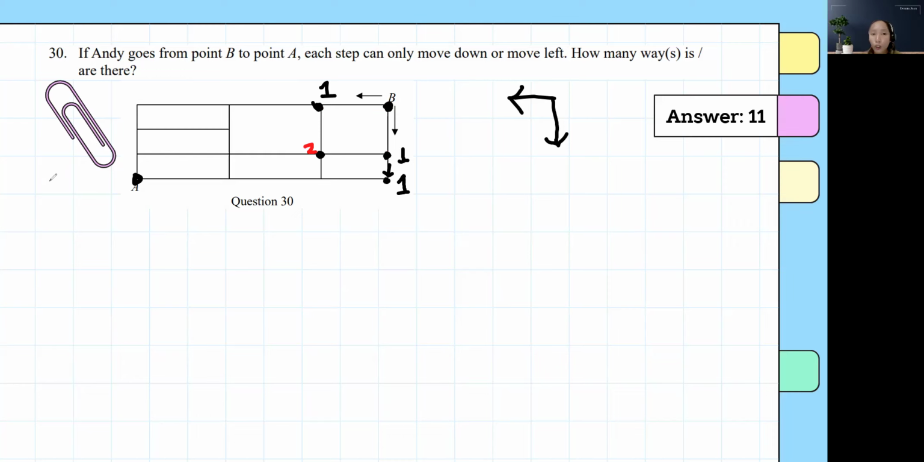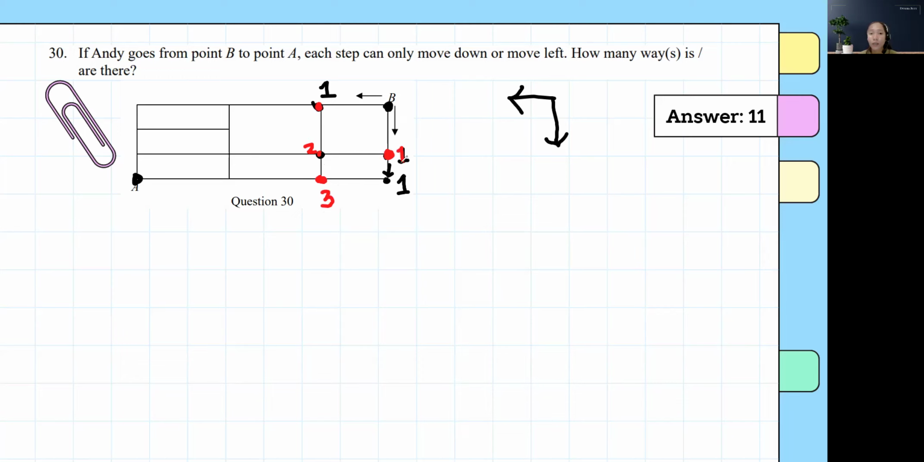Another way to get that 2 right there is noticing that this is the intersection and the previous points that you went through are this point and this point, right? You're coming from these points to get here. So you just add up the ways those points have. So 1 plus 1 is 2. So that's how you get the number of ways to get to the next point. Just like how we get this point by adding the previous points, which are 2 and 1 right here. So 2 plus 1 is 3.